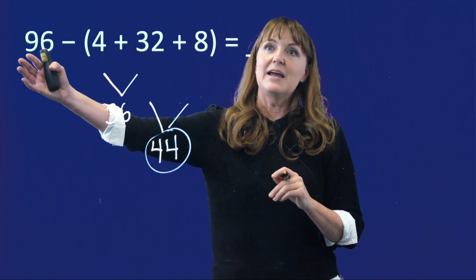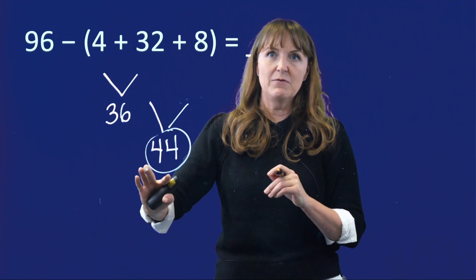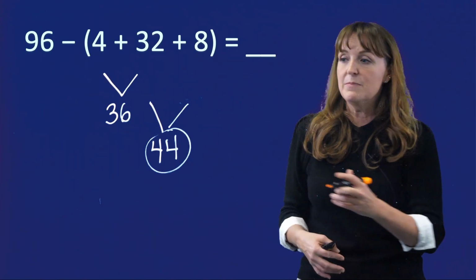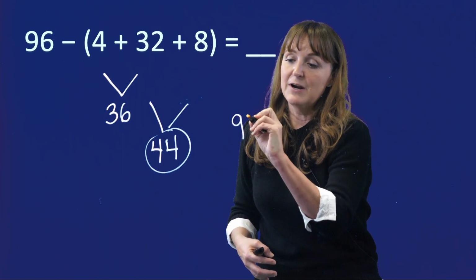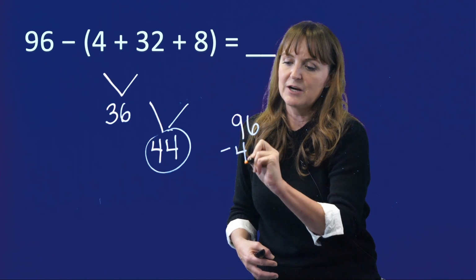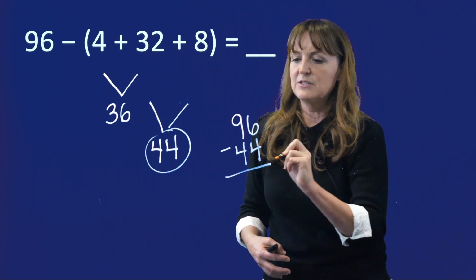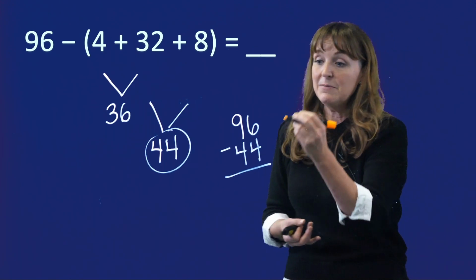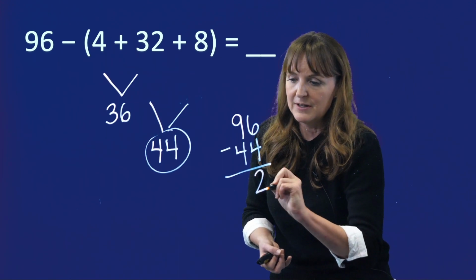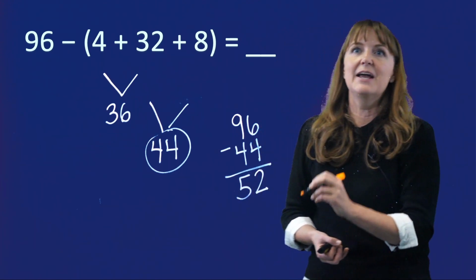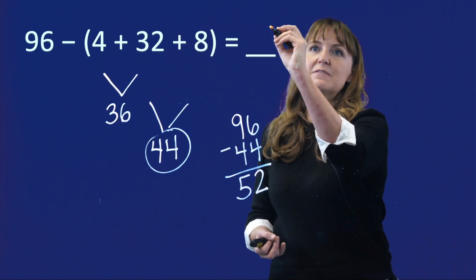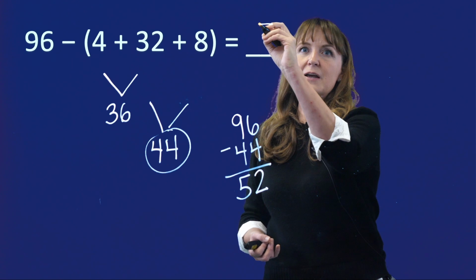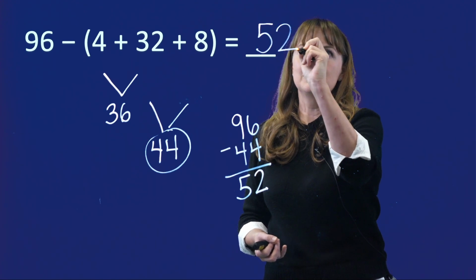And now I've got 96 minus 44. Now I could do some mental math there. Often I'm going to write this here just to double check my work. And I could use different strategies here, like adding up or partial differences. I'm going to use the traditional algorithm. That's going to be the easiest thing for me today. But when I figure out the difference here of 96 and 44, it is 52.